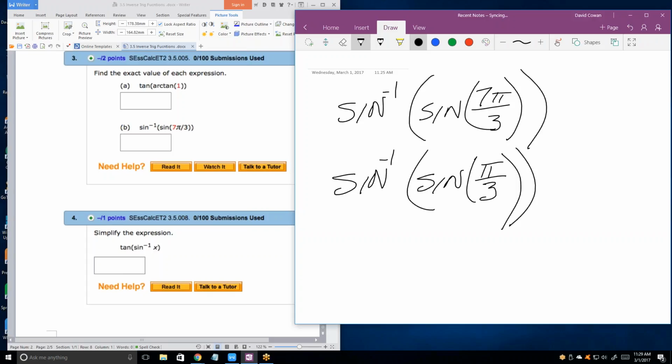First of all, know that pi over 3 is what angle? 60. Okay, so what's the sine of 60? Oh, sorry. Okay. Always refer back to the root 3 triangle. Root 3 over 2. That's why. Those two triangles are so important.